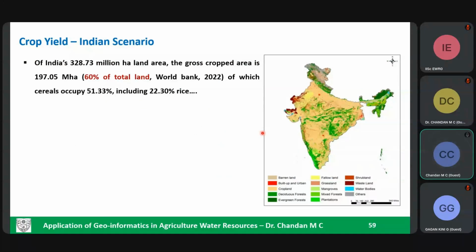If you see the Indian scenario, in this image, the total land area of India is 328 million hectares, and out of that approximately 200 million hectares is agriculture. You can see this legend here, the light brown color, which is cropland. So around 60% of the total land of India is dedicated to agriculture. This is the World Bank statistics of 2022, and out of this, the cereals, millets and other crops occupy around 51%, whereas rice occupies around 22.30%.